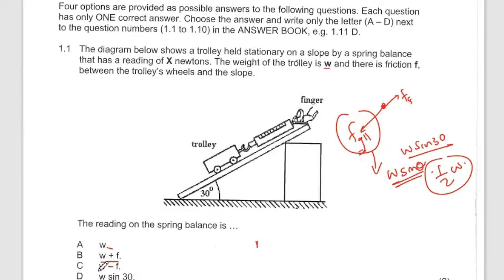W minus F still doesn't make sense, because remember they have to be equal to each other, which means if there's any subtraction, there's an addition that's taking place, everything must just reduce to a 0. And the last one, W sine 30, that is only representing the FG parallel. So this question doesn't seem to have any correct option. None of the options are correct for 1.1.